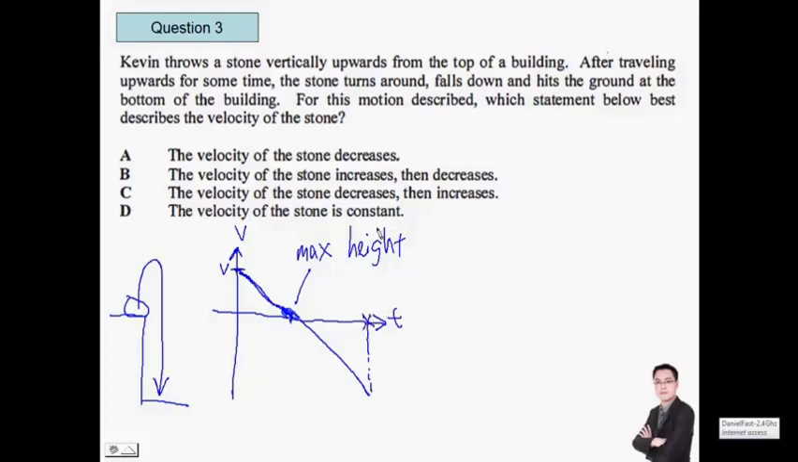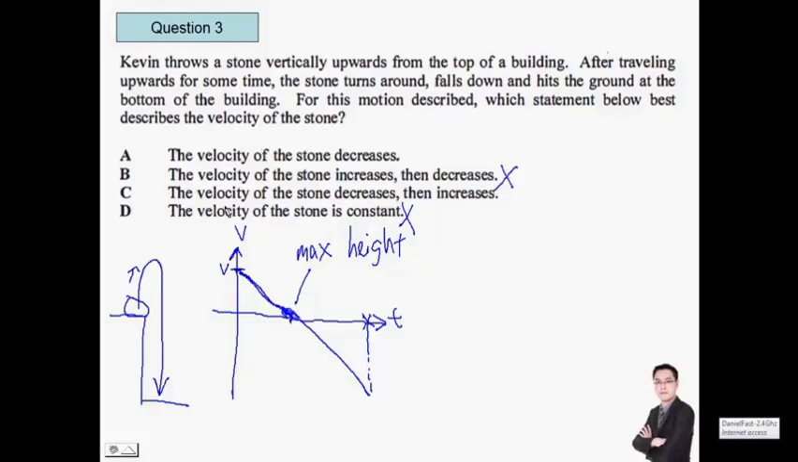Let's analyze the 4 options. Option D, the velocity of the stone is constant. This is obviously wrong. The velocity is not constant. The stone is undergoing constant acceleration or deceleration in this case. Option B is also not correct. As the stone is moving up, the velocity of the stone is not increasing. It's in fact decreasing. So B is also wrong.